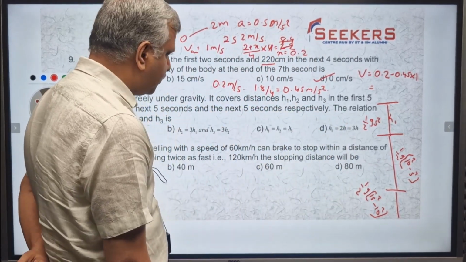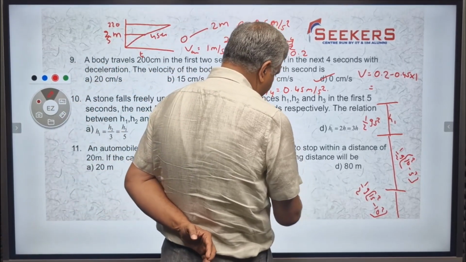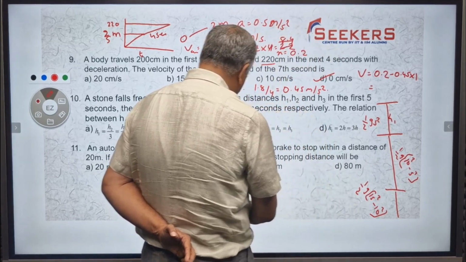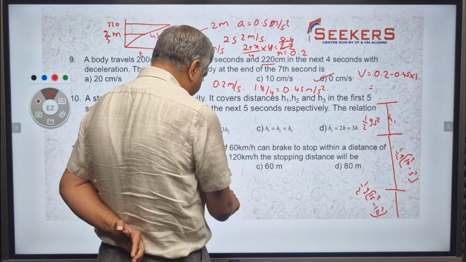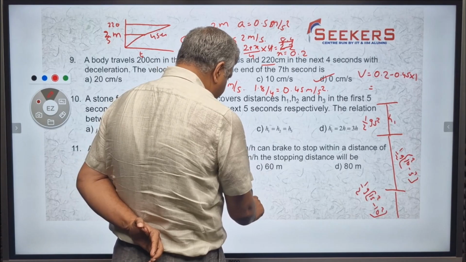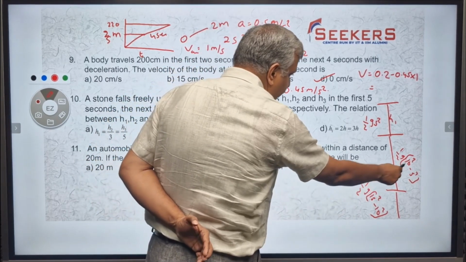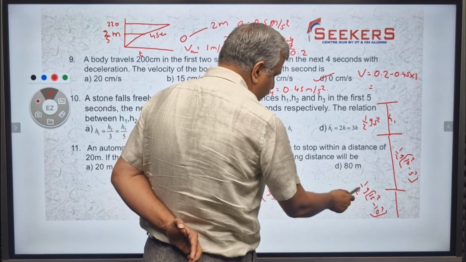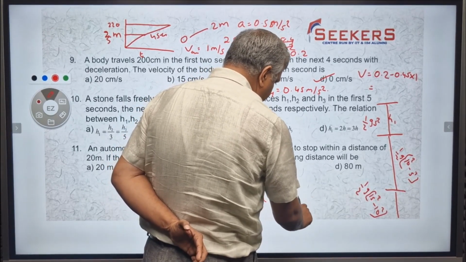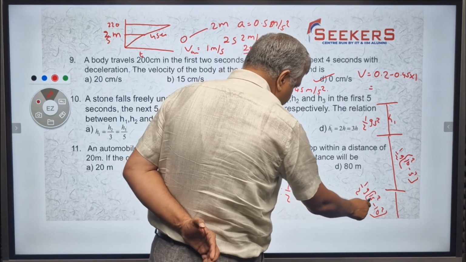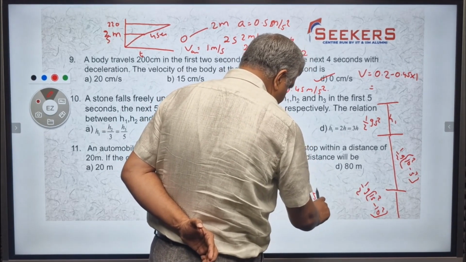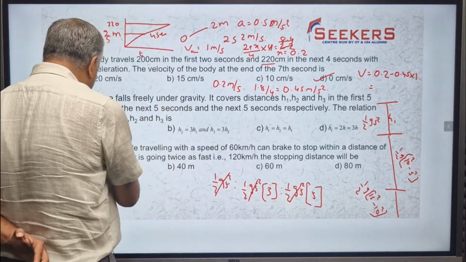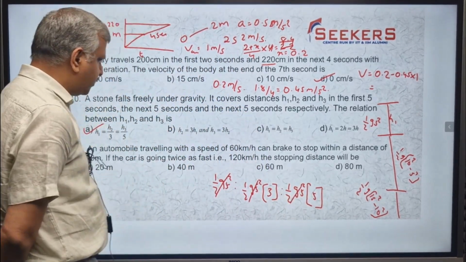Okay, now let's see what they are asking. They are asking me for the ratio. So we can find out very easily. I'll take 5 squared common in all the cases. So h1 is half g 5 squared into, this is 4 minus 1, that is 3, and the next one would become half g 5 squared into 9 minus 4, that is 5. So all this will get cancelled, so I can say that h1 is equal to h2 by 3 is equal to h3 by 5.